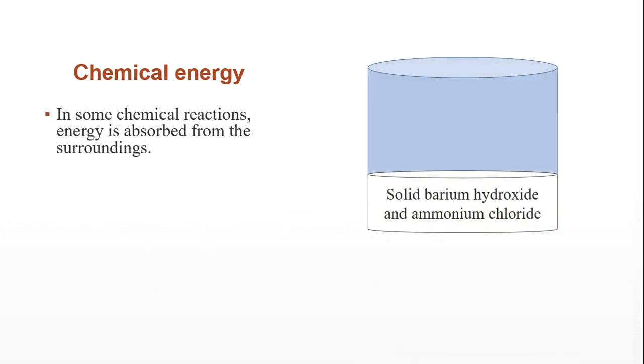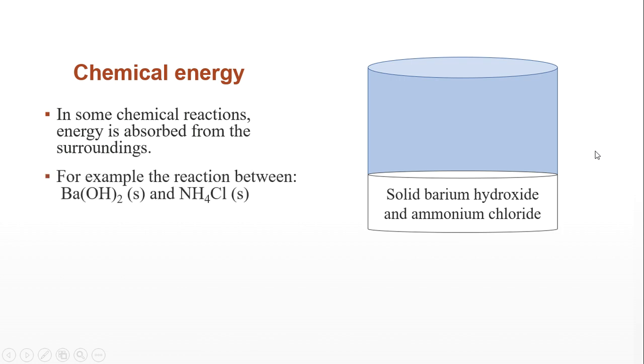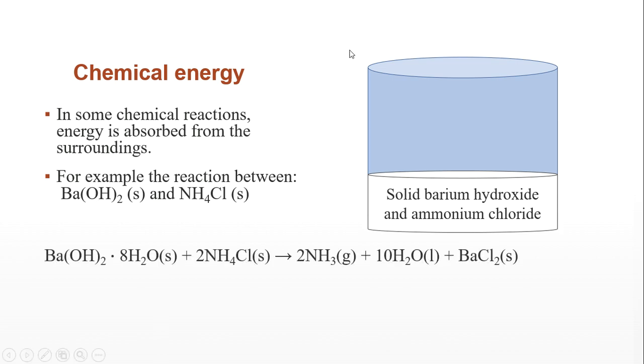Now you'll have to excuse my poor drawing skills, but here I have a drawing of a beaker in which we've added 2 white salts. So this is supposed to be a pile of salt, which is solid barium hydroxide and ammonium chloride. If we mix these 2 solid compounds, and you have the formula for them here, the following reaction happens.